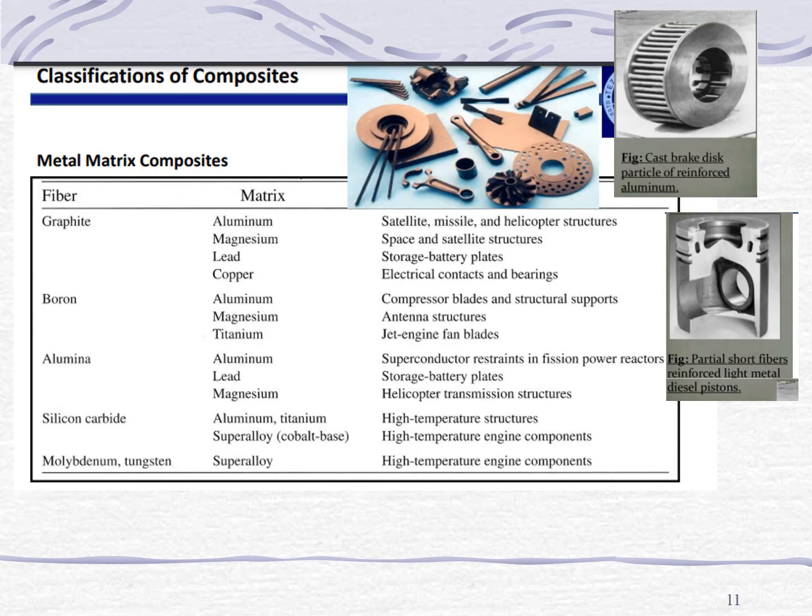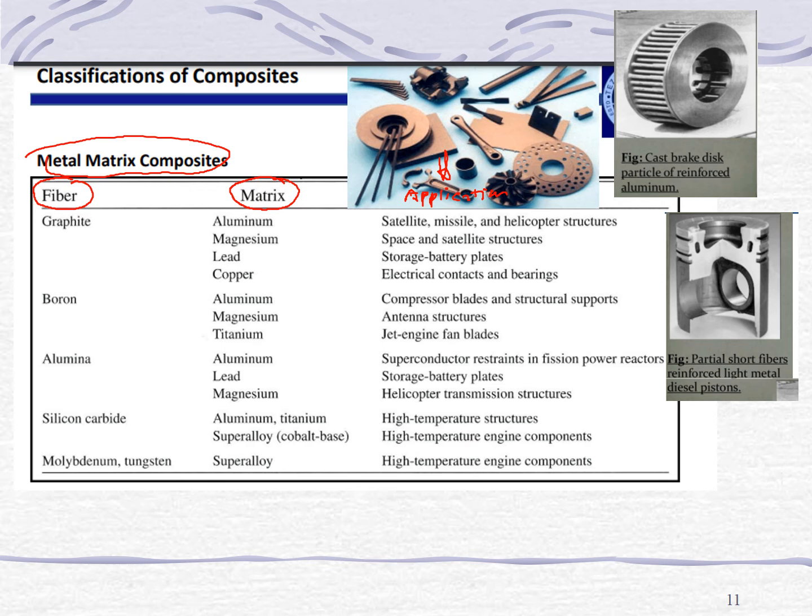Okay, this is the classification of the metal matrix composite. The first column here is the list of fibers, the second column is the list of matrix, and the third column is actually the product or application of the composite.